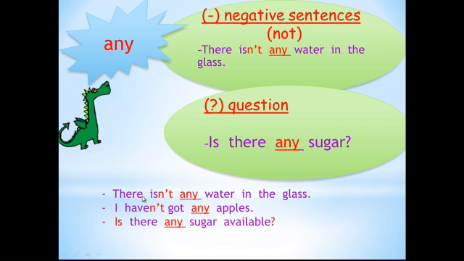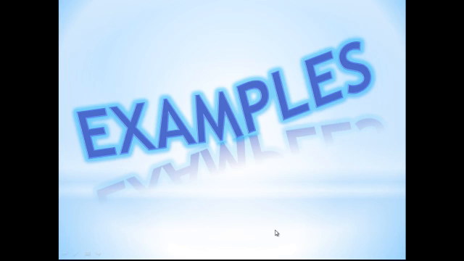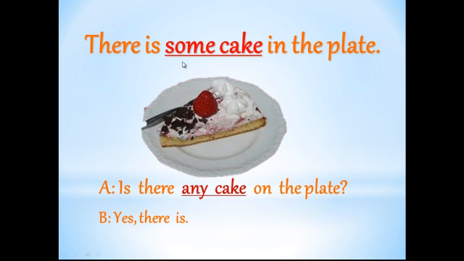Let's read examples. There isn't any water in the glass. Negative sentence. I haven't got any apples. Also negative. Is there any sugar available? Here is the question. Let's have some examples. There is some cake in the plate.